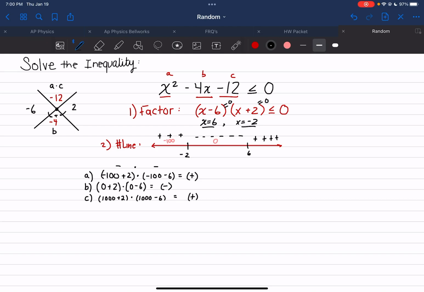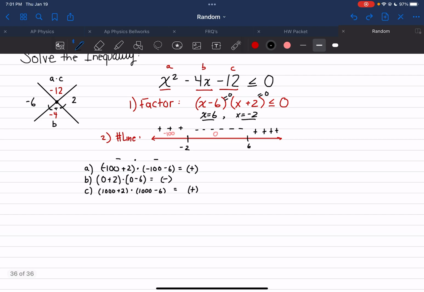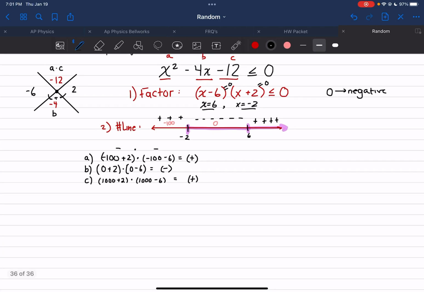Positive, negative, positive. So next, after you get these, you have to create an interval that represents when this inequality is less than or equal to 0. And what that means is less than or equal to 0 means it's either 0 or negative, right? Which means that we don't want the positive areas. We would only want those areas if they asked for greater than or equal to 0, but they're not. So I'm going to focus on the negative area, and I'm going to construct an interval.